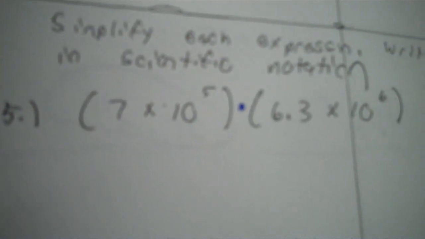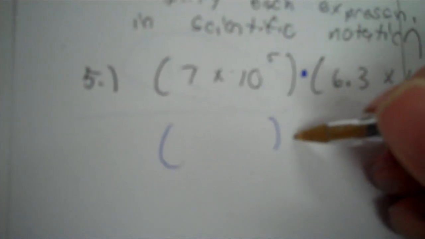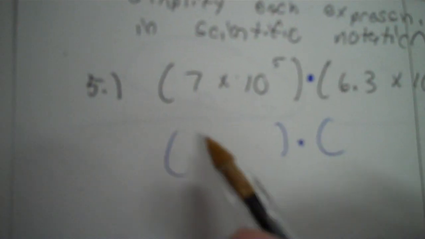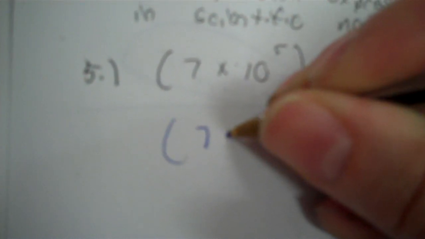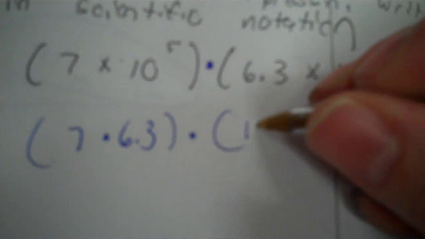Okay, now simplify each expression. Write each answer in scientific notation. This right here you need to look at. Left is positive, right's negative. So you have 7 times 10 to the 5th times 6.3 times 10 to the 6th. What you want to do first is reorganize these parentheses so you can take the 7 times the 6.3, and then the 10 to the 5th times the 10 to the 6th.